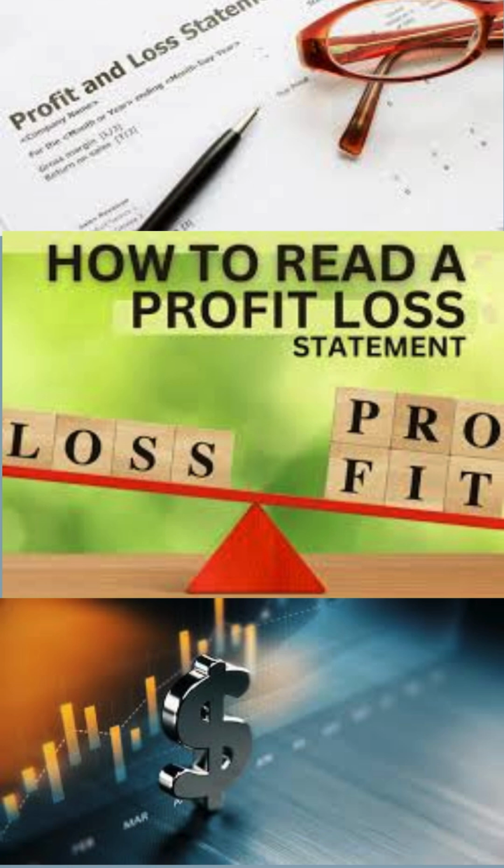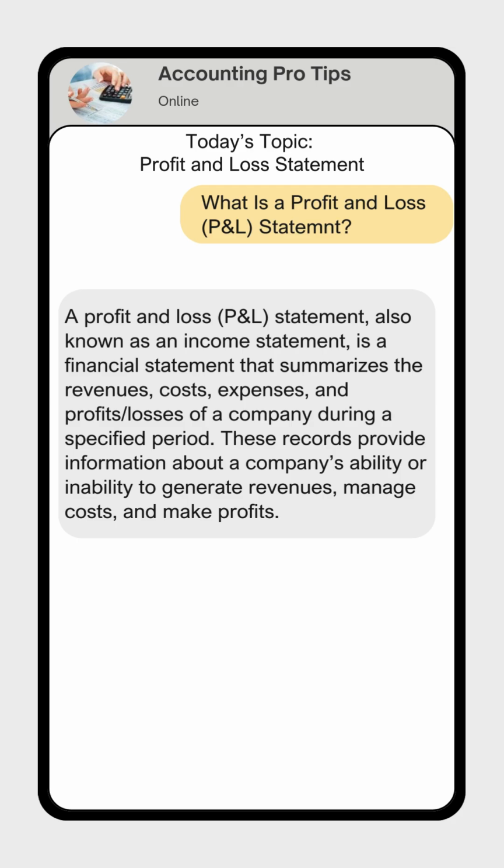In this video we will briefly know about the profit and loss statement, or the income statement. What is a profit and loss statement? A profit and loss (P&L) statement, also known as an income statement, is a financial statement that summarizes the revenues, costs, expenses, and profits or losses of a company during a specified period. These records provide information about a company's ability or inability to generate revenues, manage costs, and make profits.